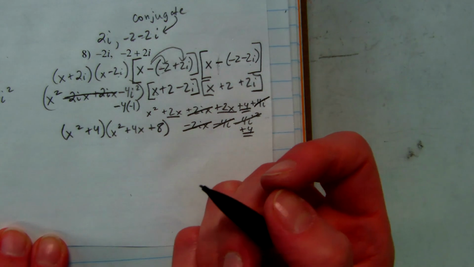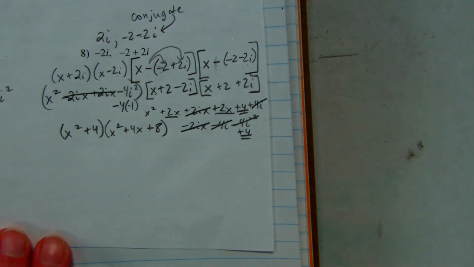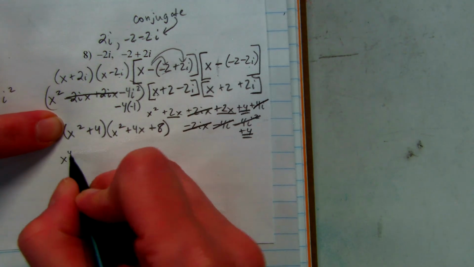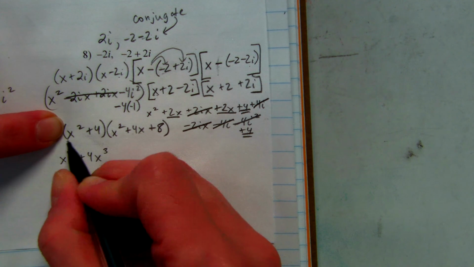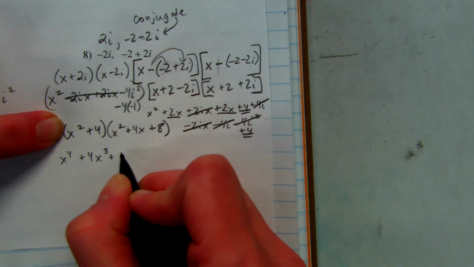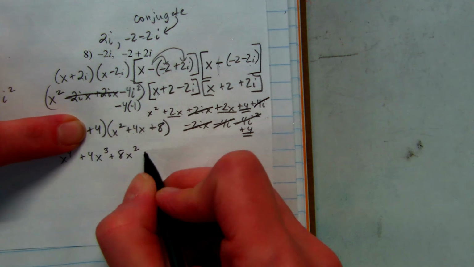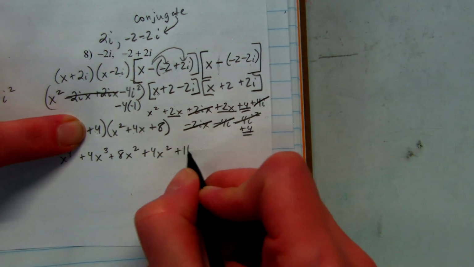Wow. Closer. Closer. We still have a little bit of multiplying and combining like terms, but you guys said that part was easy. So x squared times x squared is x to the 4th. X squared times 4x is plus 4x cubed. X squared times 8 is plus 8x squared. 4 times x squared is plus 4x squared. 4 times 4x is 16x.